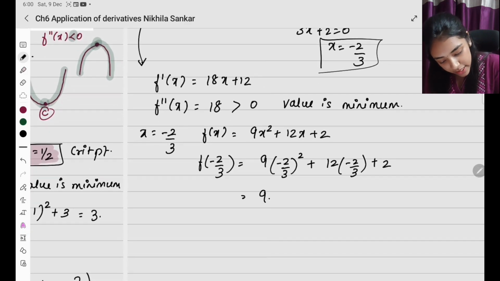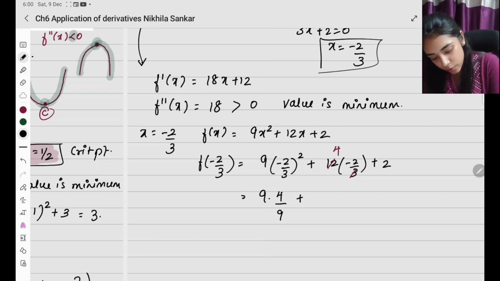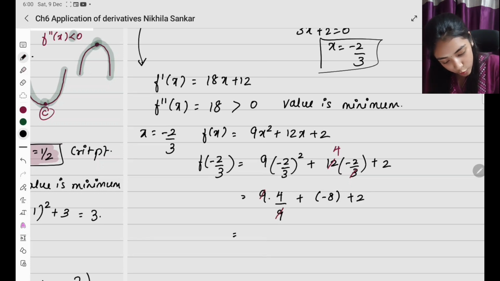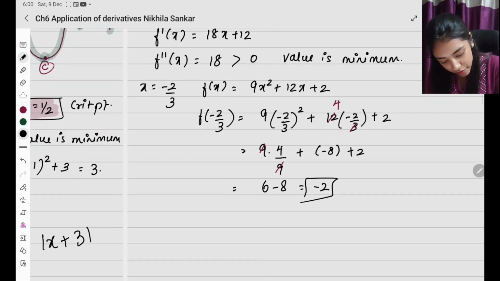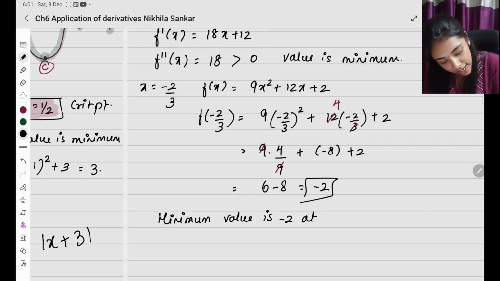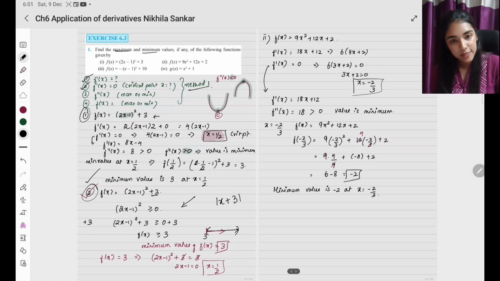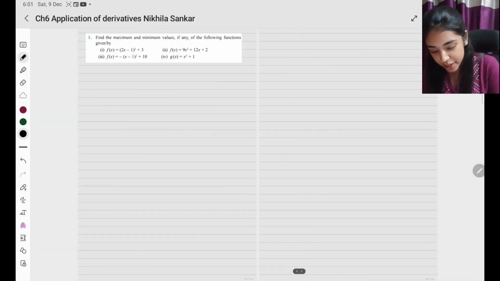So I have 9 times 2 2s are 4 divided by 9, plus in that I can cancel. So I have 3 4s are 12. Now when I multiply 4 into 2, I have minus 8 plus 2. The 9 and the 9 get cancelled. So what do I have? 4 plus 2 is 6, minus 8, which is going to be minus 2. So this is my minimum value. So what is the final answer? Minimum value is minus 2 at x equals minus 2 divided by 3. Okay? Understood? Simple? Now, subsection 3.